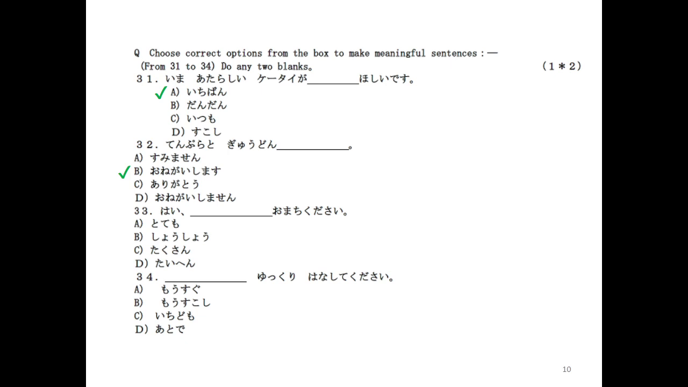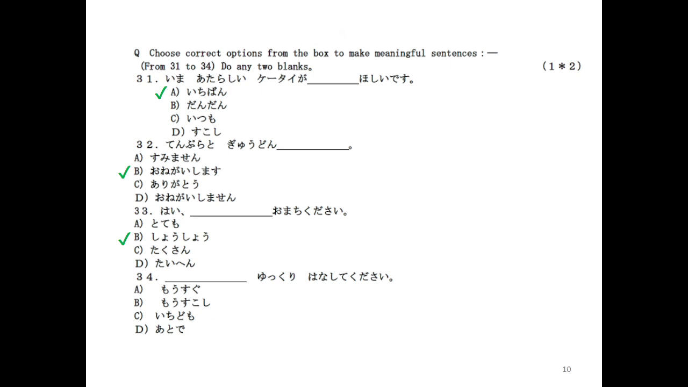Question 33. Hai, dash o machi kudasai. You must have heard of sukoshi o machi kudasai. Very commonly used, right? The other word is sho, which also means a little. Usually in restaurants, when you are asked to wait, they will say sho o machi kudasai. Even at the reception, at the customer's place, generally somebody will come and ask you to wait for some time. They will say sho o machi kudasai. So the correct answer here is option B.